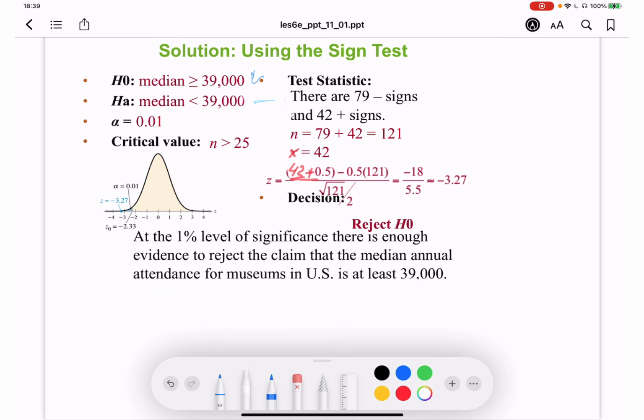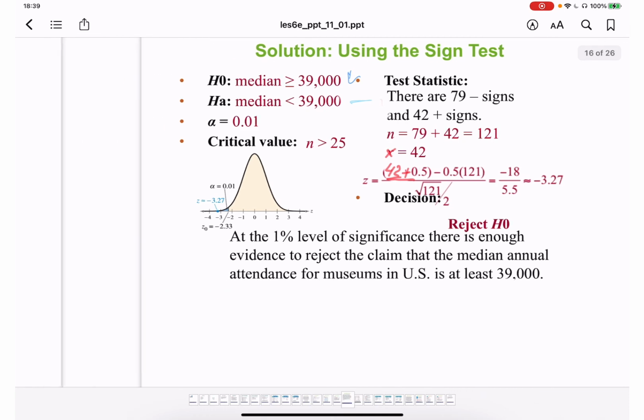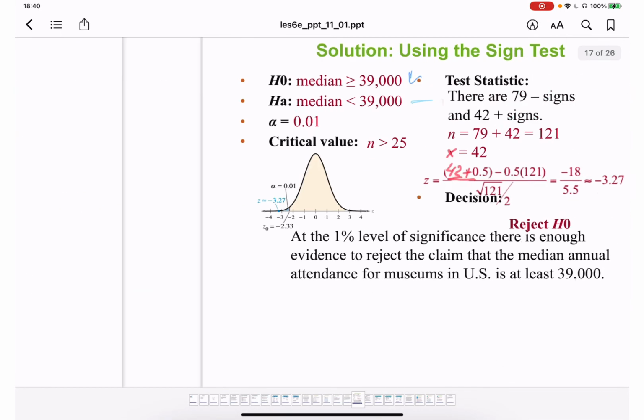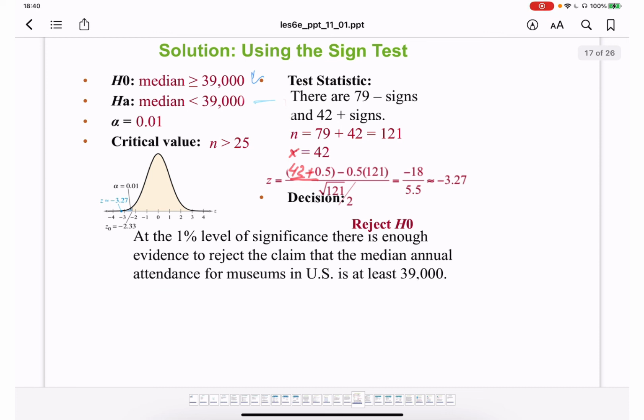Okay, so what we are going to do in this case, it says 79 is with a negative sign, 42 with a positive sign. How did we figure it out? It's because here it says of 125 museums, 79 museums were less than 39,000. Therefore, 79 is marked with a negative sign, and the annual attendance for 42 museums was 39. At least should be 39, otherwise we shouldn't put plus. So 79 is going to be the negative sign and 42 is going to be the positive sign. Together it's going to be 79 plus 42, which is 121.